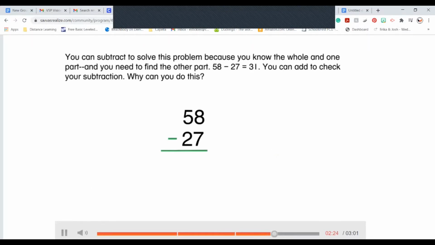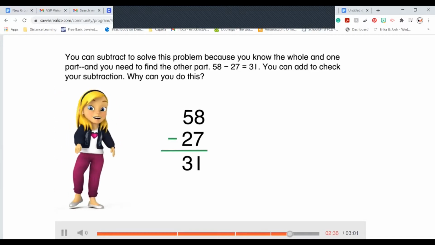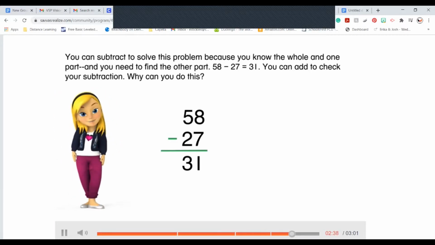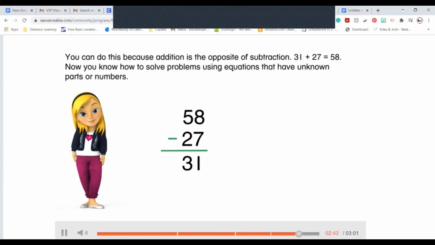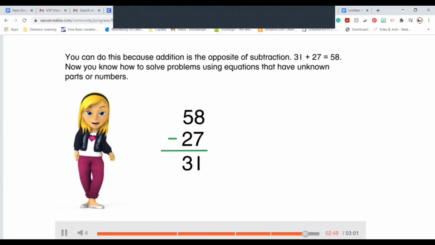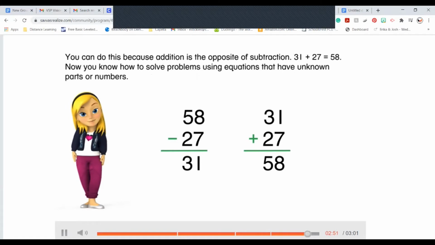You can subtract to solve this problem because you know the whole and one part, and you need to find the other part. 58 minus 27 equals 31. You can add to check your subtraction. Why can you do this? You can do this because addition is the opposite of subtraction. The numbers should be the same. 31 plus 27 equals 58. Now you know how to solve problems using equations that have unknown parts or numbers.